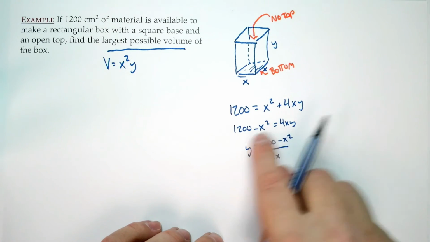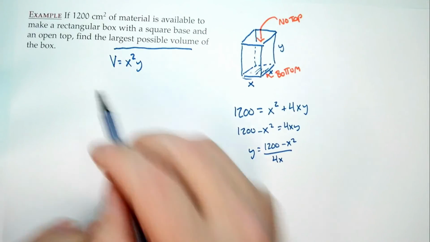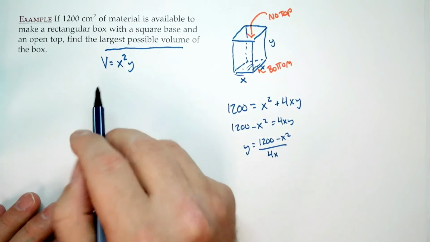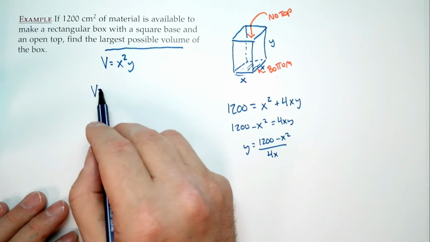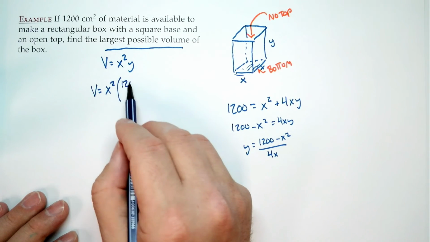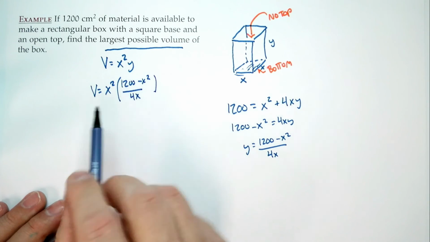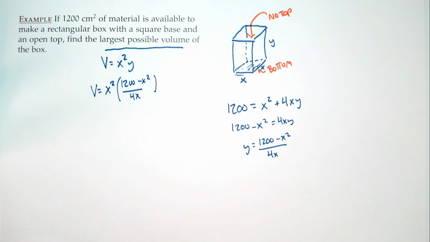So this, we're going to put into volume. So volume is going to be equal to x squared times 1,200 minus x squared over 4x. And here we can very conveniently multiply the x's together.